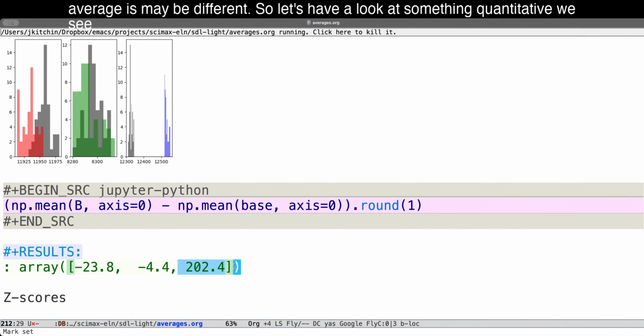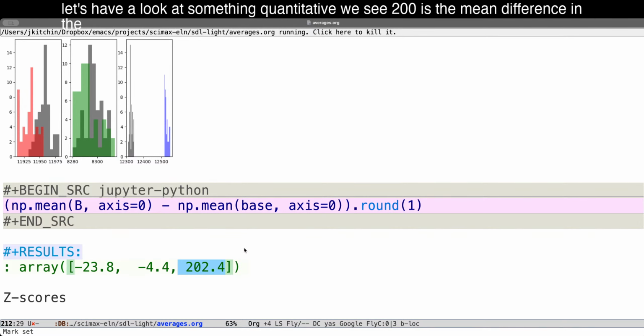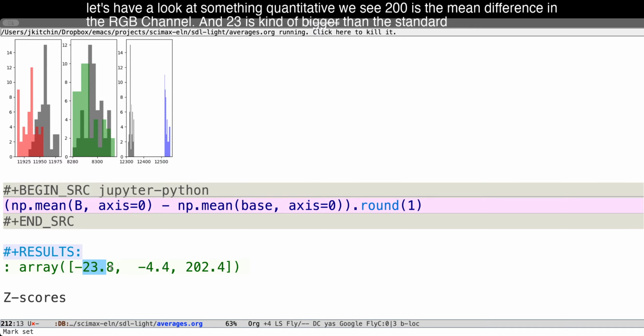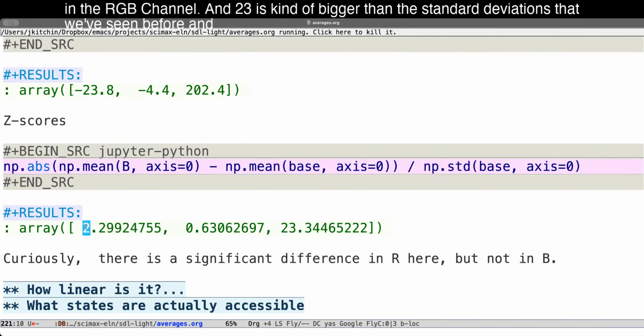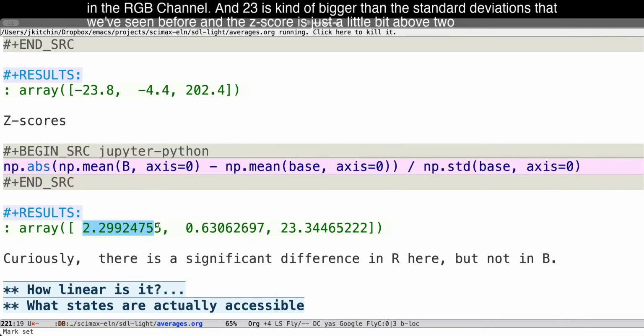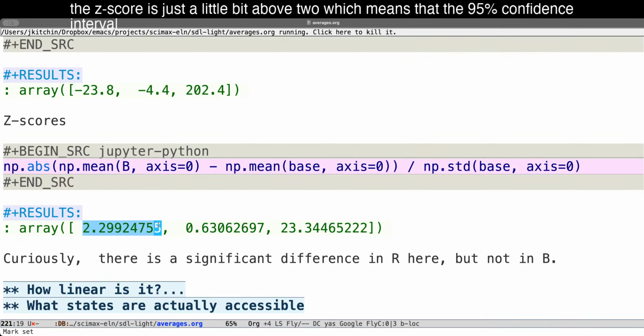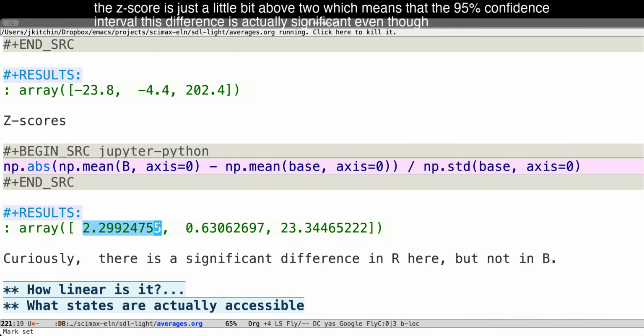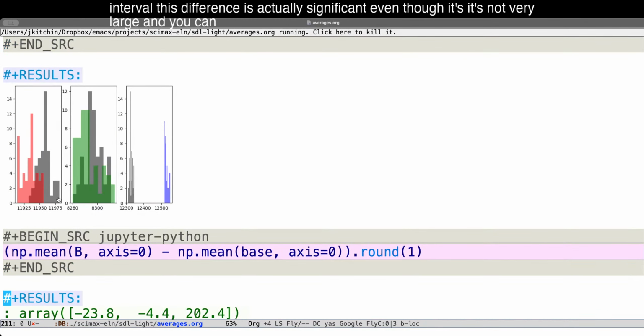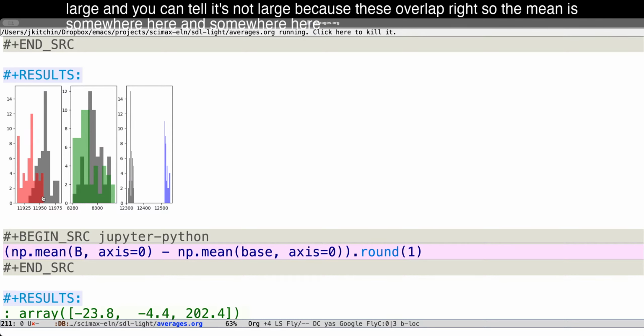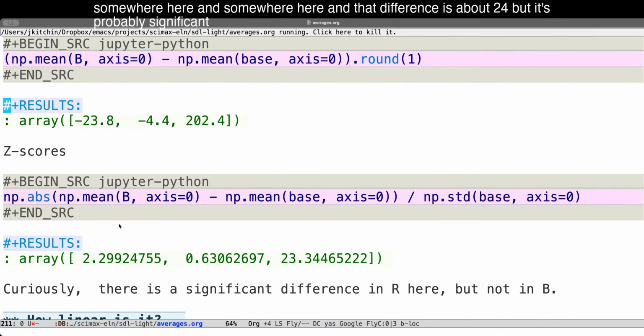We see 200 is the mean difference in the RGB channel, and 23 is kind of bigger than the standard deviations that we've seen before, and the z-score is just a little bit above 2, which means that at the 95% confidence interval, this difference is actually significant, even though it's not very large. And you can tell it's not large because these overlap, right? So the mean is somewhere here and somewhere here, and that difference is about 24, but it's probably significant. Might not be an important difference, but it is a real one.